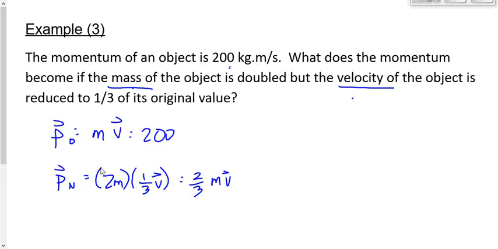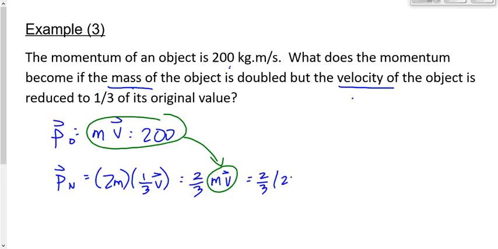Look at this though, guys. Look at how neat this works out. M times v. Oh, look. We know the value of m times v. We wrote it down in our first step. It's 200. So what we're going to do is sub in that value for m times v. It becomes 2/3 times 200, which gives me 133.